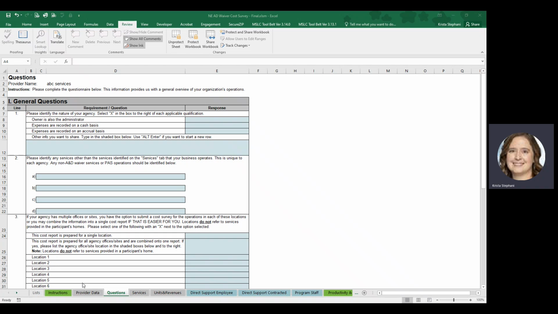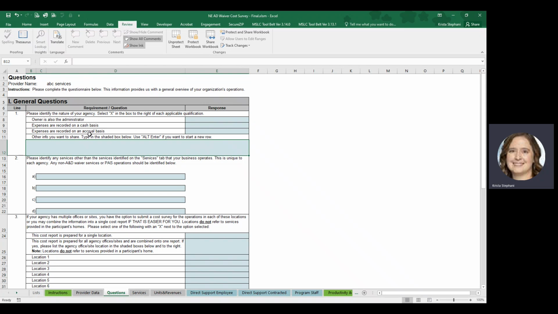If you have already reviewed the provider data tab, you will see that your provider or agency name already pre-populates onto this tab. You do not need to complete that information. The only information you will need to provide on this tab is indicated with the light blue or gray cells.